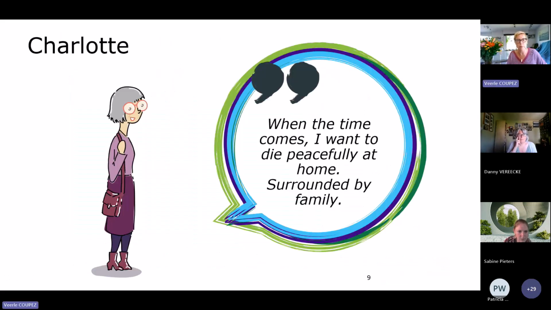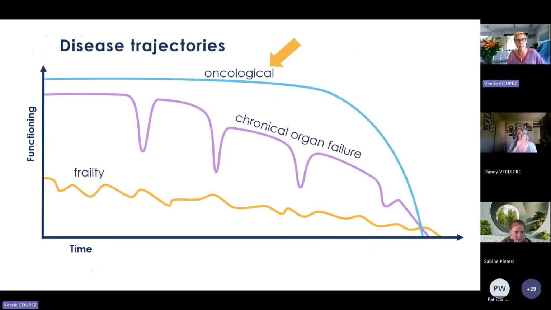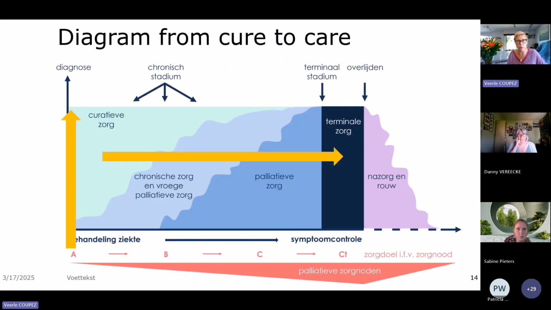Charlotte is our next person. She says, when times come, I want to die peacefully at home, surrounded by my family. Also for Charlotte, we already established that she's in the disease trajectory. Again, my animations, of an oncological trajectory, really in the beginning. And also for her in the diagram, where do you put her the moment of diagnosis?